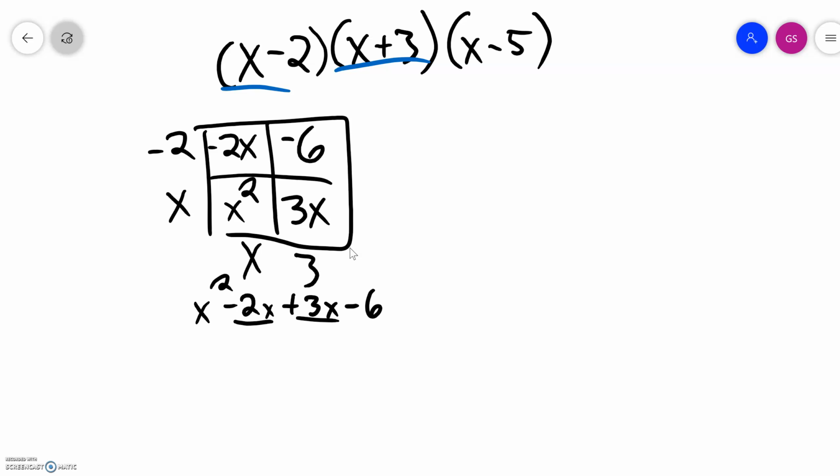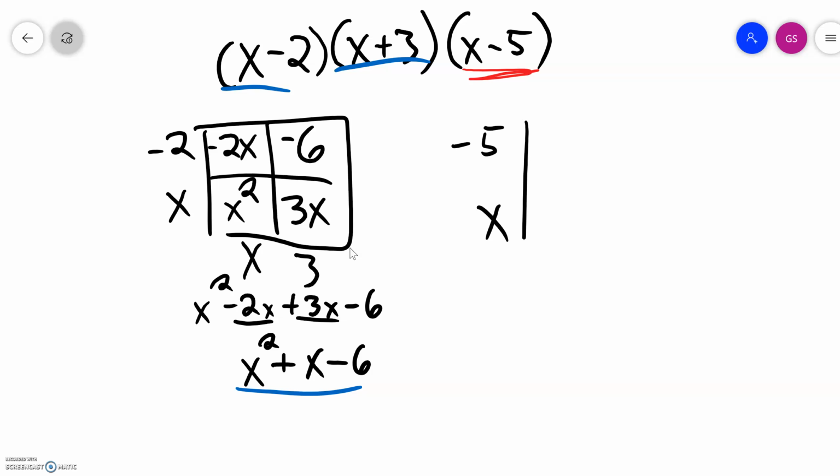These 2 terms are like terms. I can combine them. So I've got x squared, those combine to give me 1x minus 6. Okay. So remember, that was me just multiplying the first 2 factors. So I've still got to multiply it by this last factor. Okay. So I've got to do x minus 5, right?